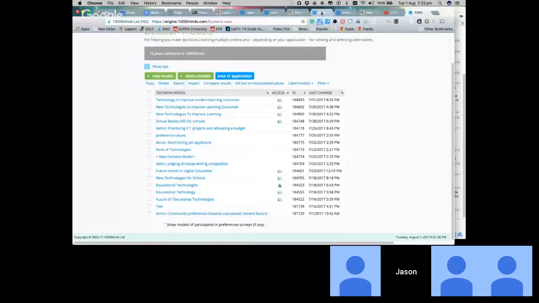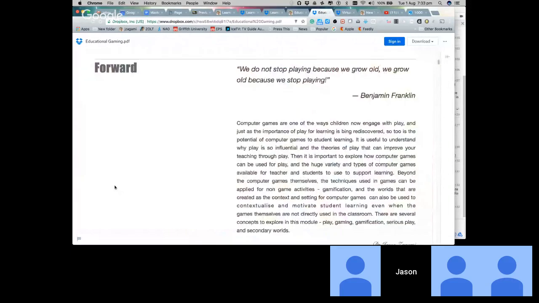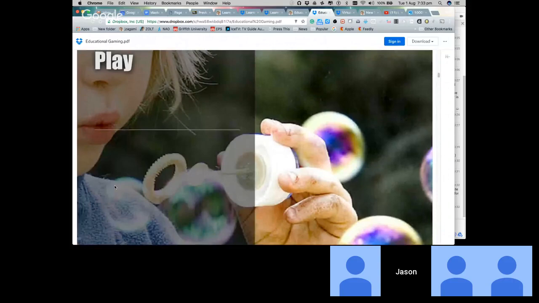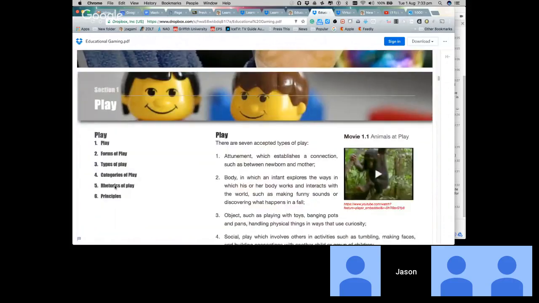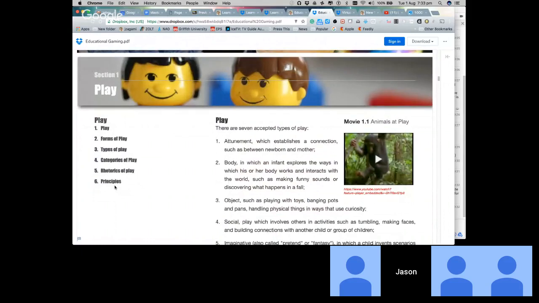So here's the document that you were to hopefully read around educational gaming. And one of the first aspects is you need to understand the concept of play. Play's had a resurgence in early childhood education, but it's a very important aspect of gaming. And the idea is, yes, computer games can be engaging, but we want to actually understand why they're engaging and why it's also a useful learning process.